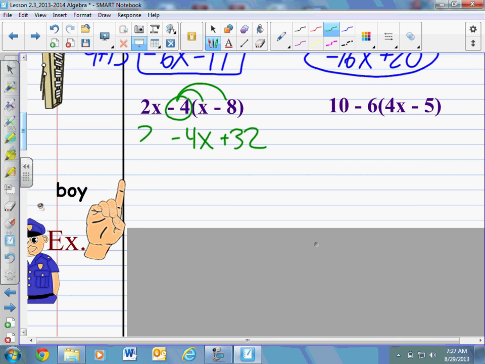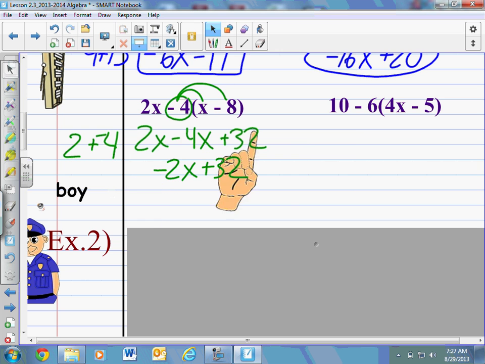I'm going to bring down my 2x. I got to combine 2x minus 4x. 2 minus 4 is negative 2. If you didn't see that, write it out. Don't change opposite, opposite. That's negative 2x plus 32. That one's done. Go to the next one.